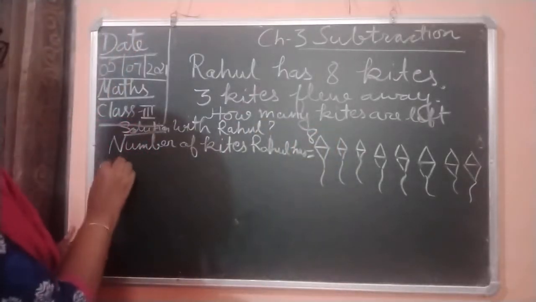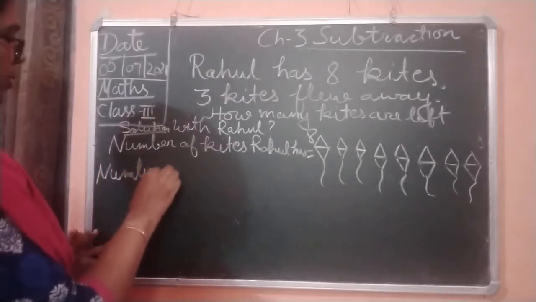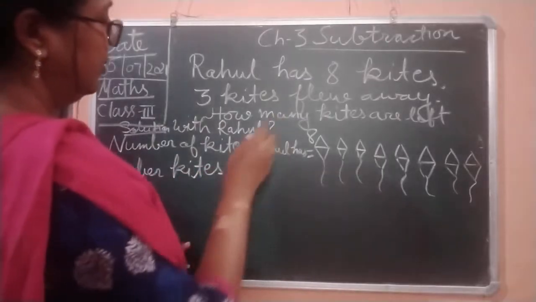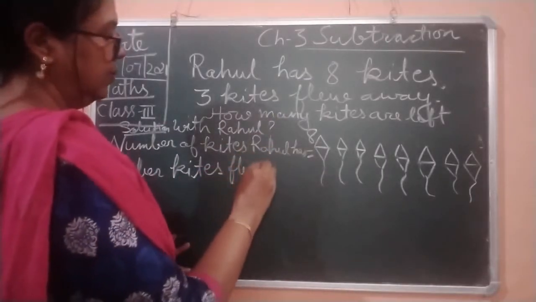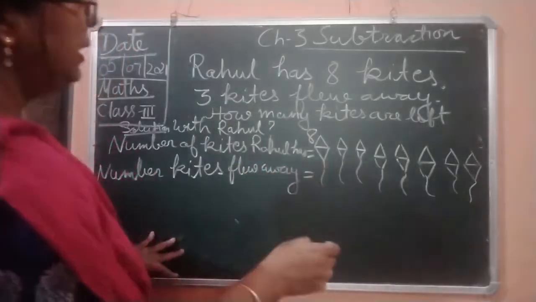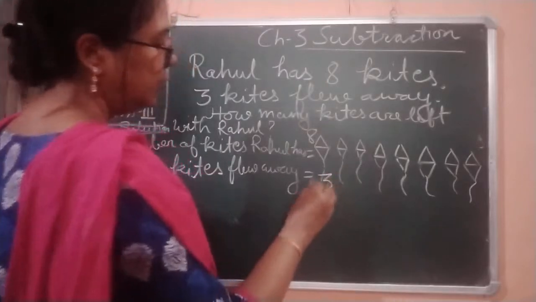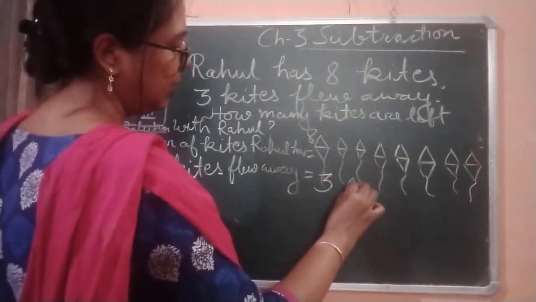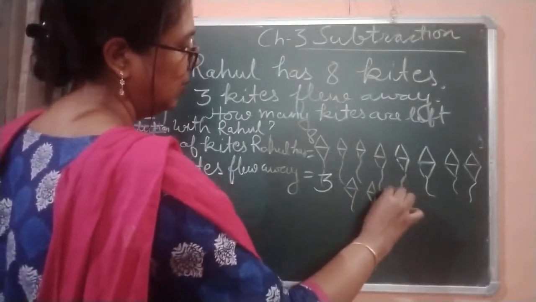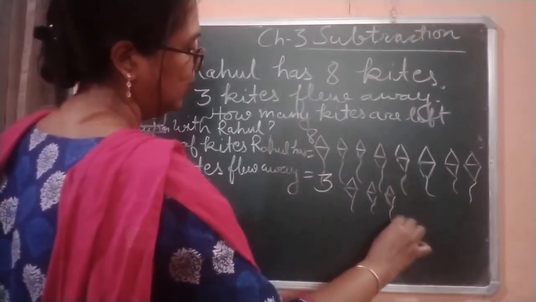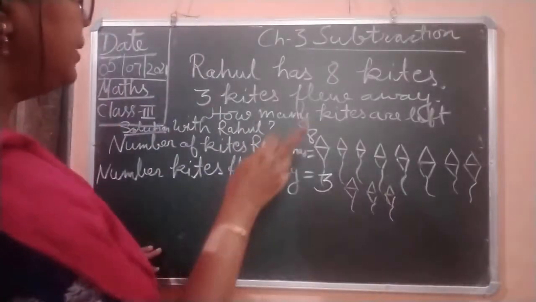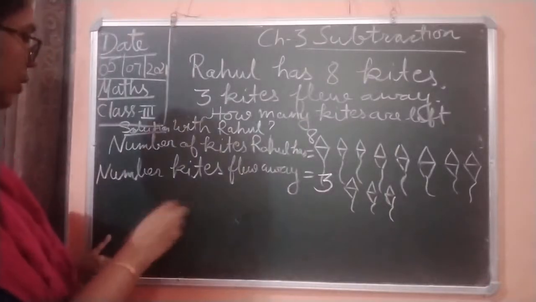Now number of kites flew away. How many kites flew away? That is only and only 3 kites. 3 kites flew away. So we will draw 3 kites over here. Okay, 3 kites flew away. So how many kites are left with Rahul?